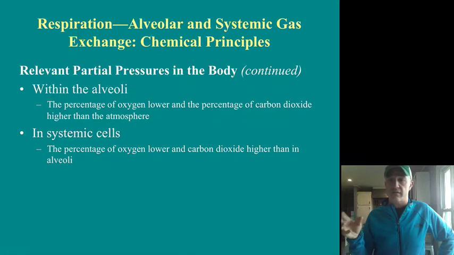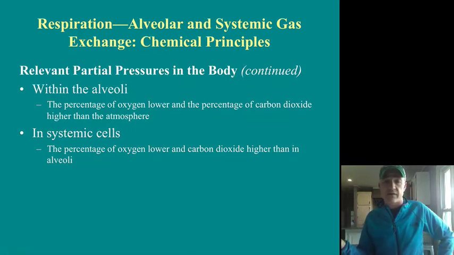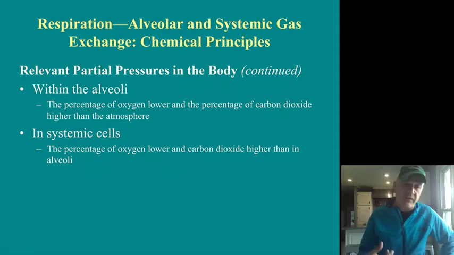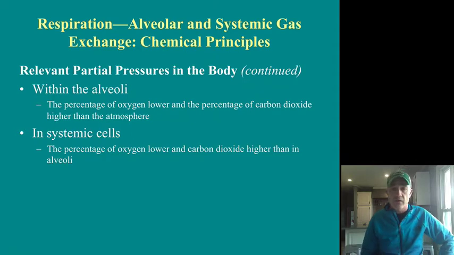So within the alveoli, the partial pressure of oxygen is going to be lower than what is in the atmospheric levels here. Carbon dioxide is also going to be much higher than what it would be in the atmosphere. So when we get to our systemic cells, oxygen tends to be much lower partial pressure, carbon dioxide much higher partial pressures.